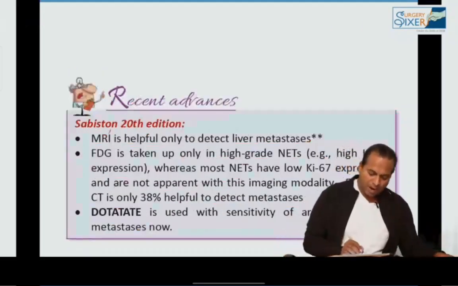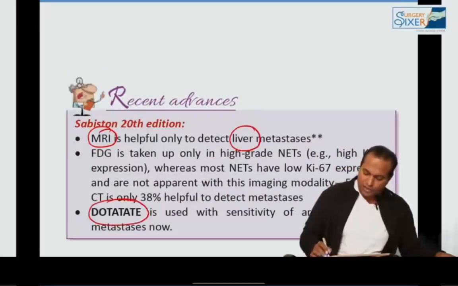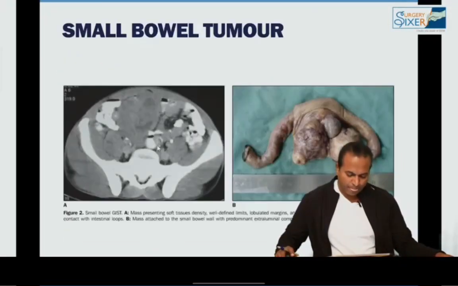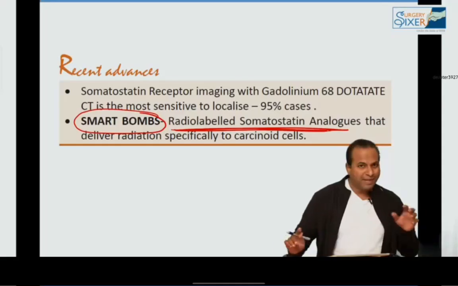And Sabiston says MRI is useful for detecting liver mets, and DOTA test is the investigation of choice, 97% sensitive for other mets. So please don't forget about the smart bombs. Smart bombs you should not forget. So they are nothing but radio-labeled somatostatin analogs. They deliver radiotherapy directly to the carcinoid cells.